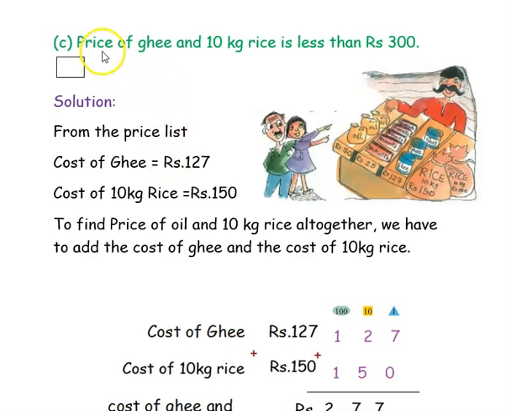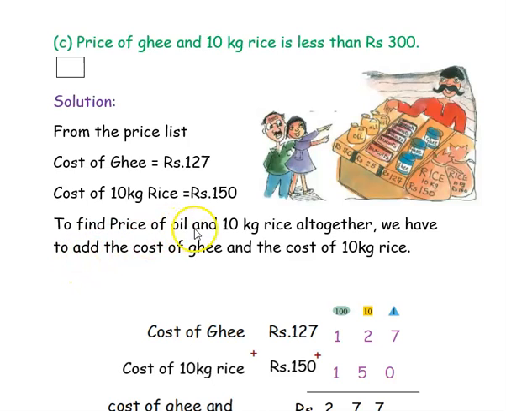Now let's see what Sangeeta is saying next. Price of ghee and 10 kg rice is less than rupees 300. So she is comparing ghee and rice. From the price list we will see the price of ghee. It is 127, and we will see the cost of rice. 10 kg rice is rupees 150. So I am writing cost of ghee 127 and cost of 10 kg rice is rupees 150.